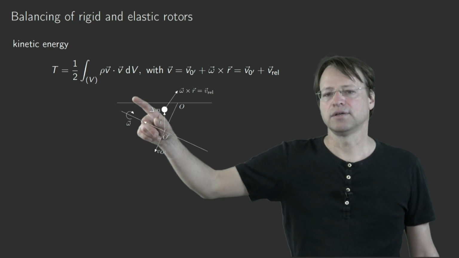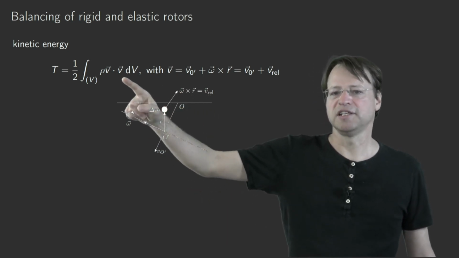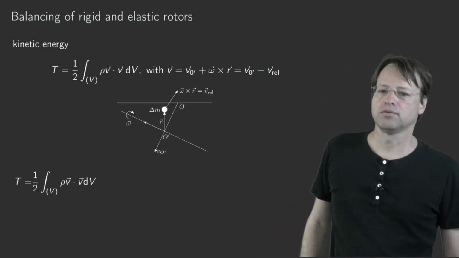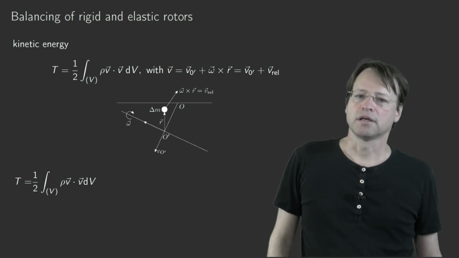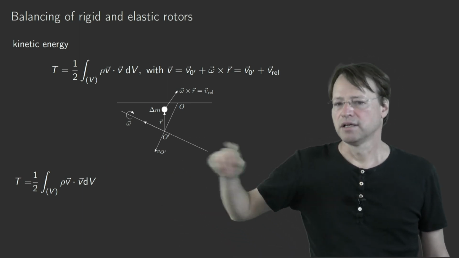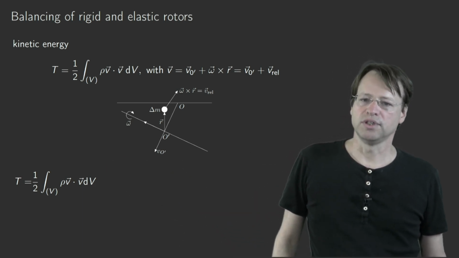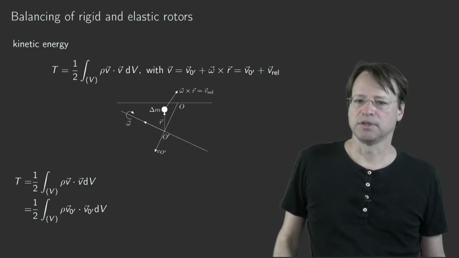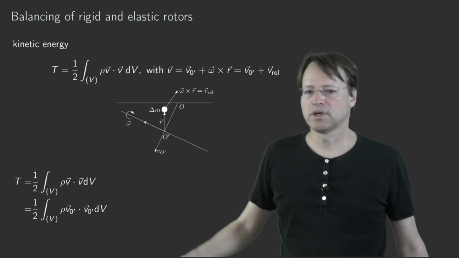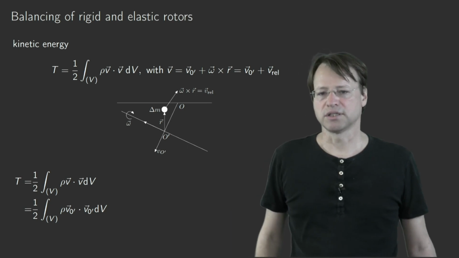Now let's do the integration. So plug in that result here for V and then do the integration. You will get 3 terms by multiplying the 2 vectors V. Yeah? So it's a classical binomial formula. The first one is the product of VO prime by itself.